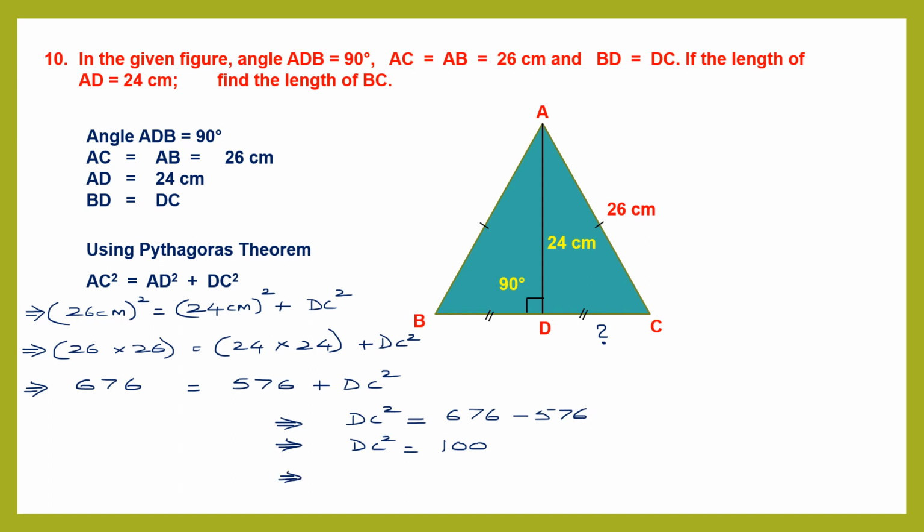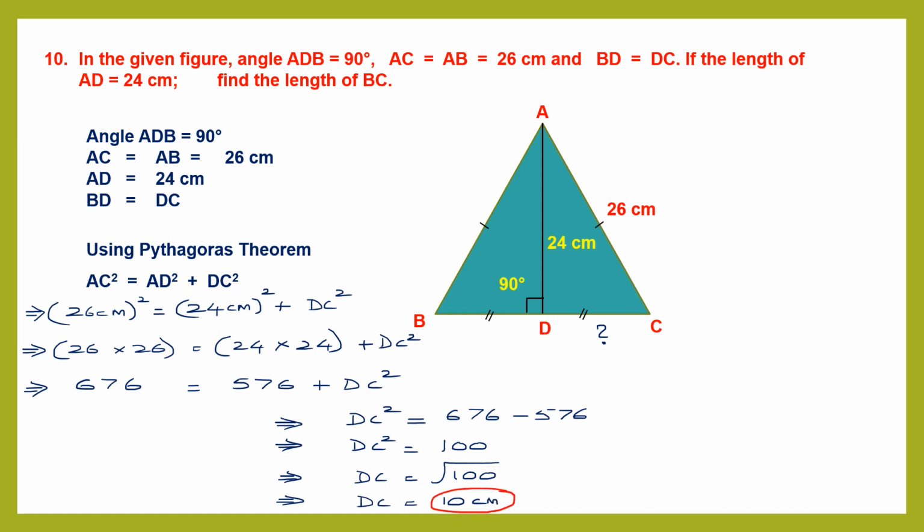Now to find the value of DC, we want only DC now, isn't it? The square root of 100. Now, what is the number which you multiply twice, you get 100? That is 10, isn't it? So square root of 100 is 10. That means we have found the value of DC. DC is 10 centimeters. So this is the first part of the answer.